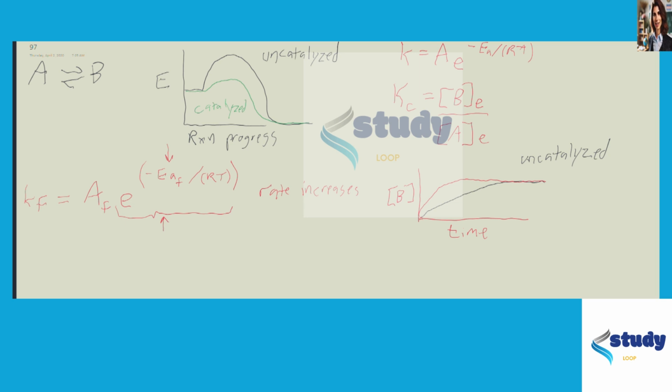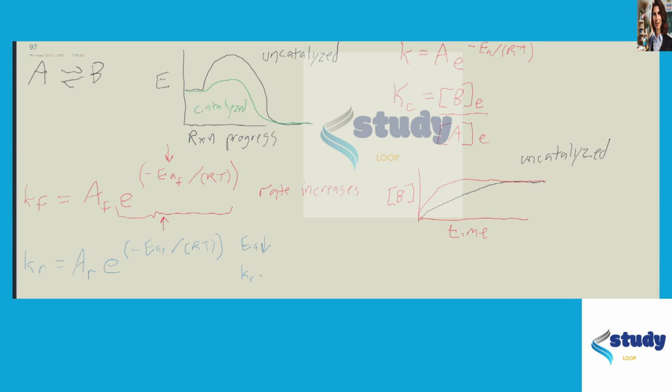Let's likewise take a look at Kr. Its rate also depends on its pre-exponential factor and its activation energy. And once again, when the activation energy goes down, the rate constant goes up.